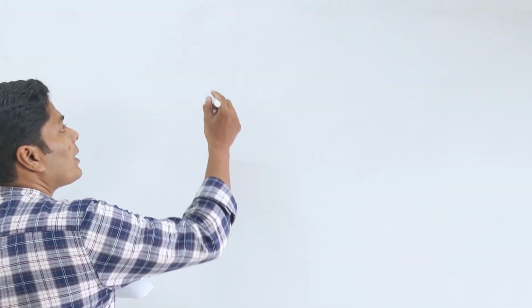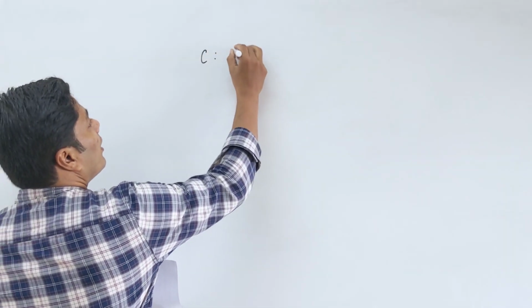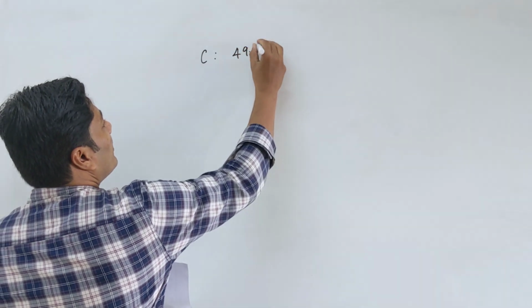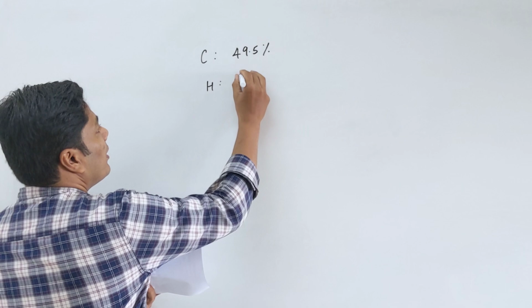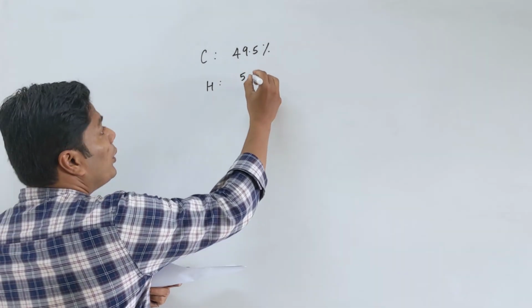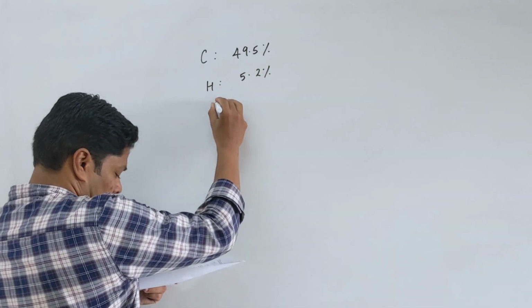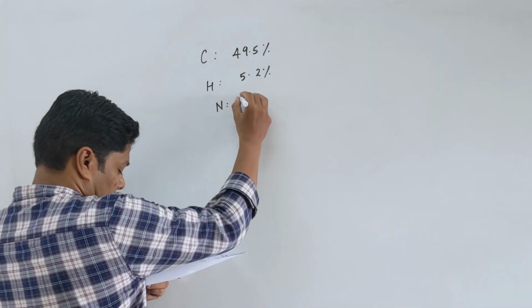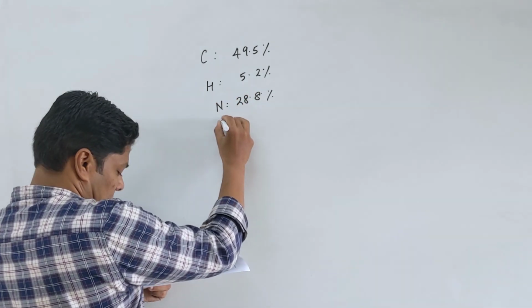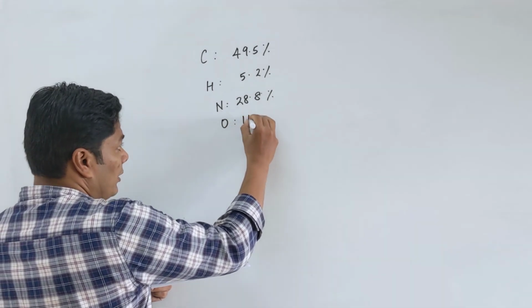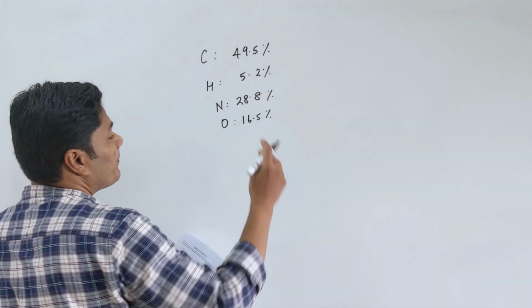Ignore the number given, C8H10N4O2. I have given the answer key, but see whether you can get it. So now what they have is carbon is 49.5%, correct? Hydrogen is 5.2%. Nitrogen is 28.8%, and last, oxygen is 16.5%.